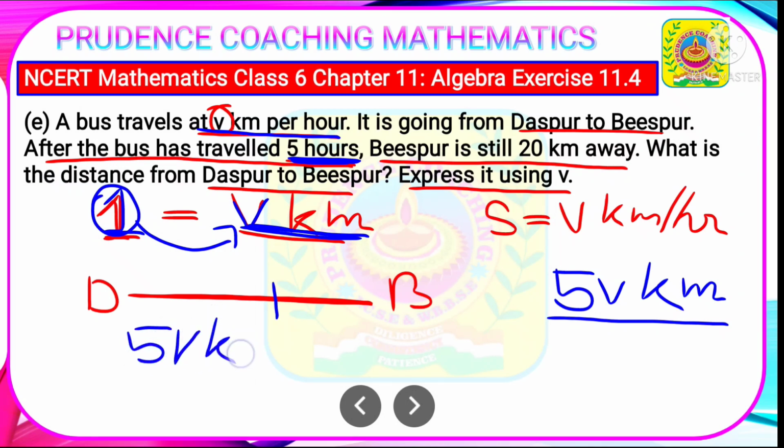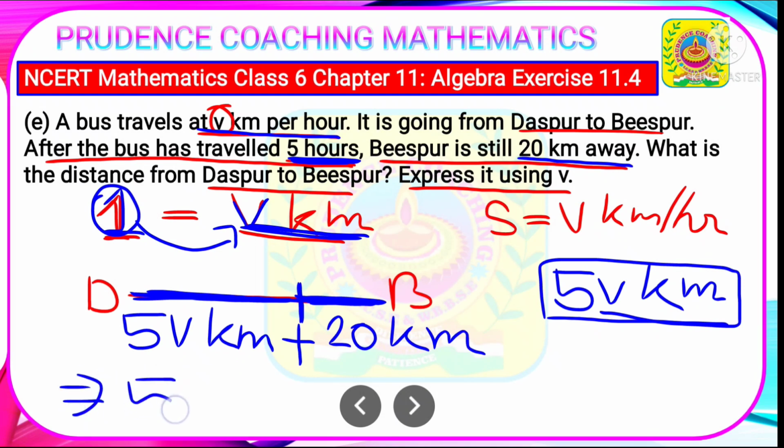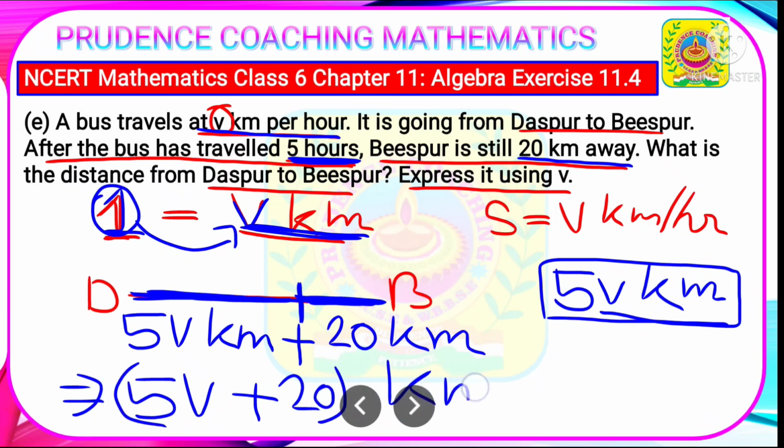Okay, this is done. Then also it is said 20 kilometer is left. That means if we want to go this much distance, it will be 20 kilometer. So what will be the total distance? Total distance will be this distance, that is 5V kilometer plus 20 kilometer. So your final answer will be 5V plus 20 within the bracket kilometer, because the unit here is kilometer. How we are going to represent this answer?